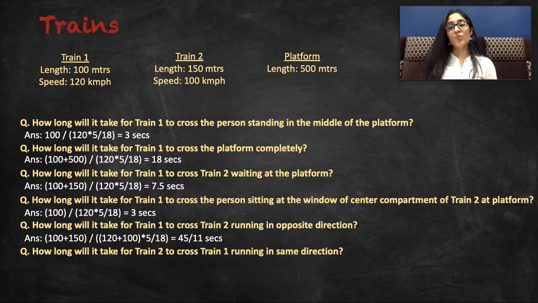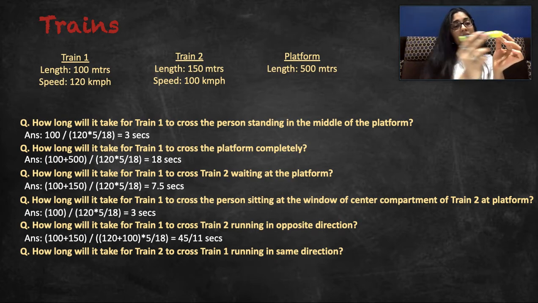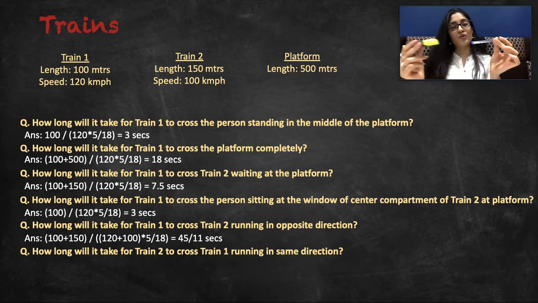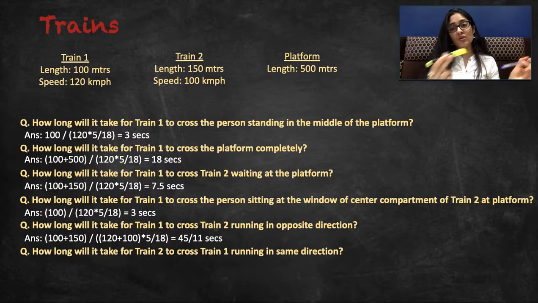Next, how long will it take for train 2 to cross train 1 running in the same direction? Now, train 1 is running and train 2 is supposed to cross train 1. So I know what most of you are going to tell me. Total distance will be length of both the trains, and speed, because they are moving in the same direction, it will be 120 minus 100. Correct?